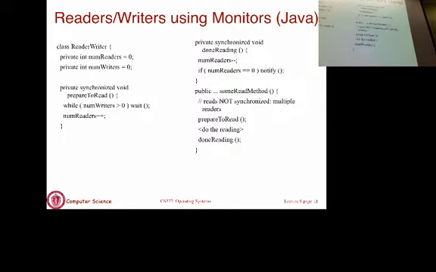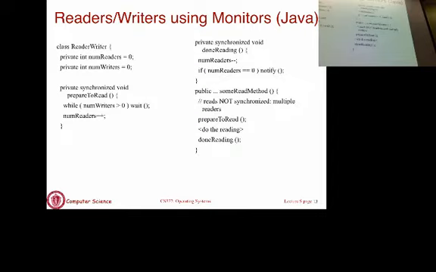So here is our read method. Every reader has to execute this code. It basically has to call this prepare to read method, which is here. It has to do the reading and it has to call the done reading method. You will note that this method is not synchronized. If you made that method synchronized, you are going to block other readers. So the read method shouldn't be synchronized.